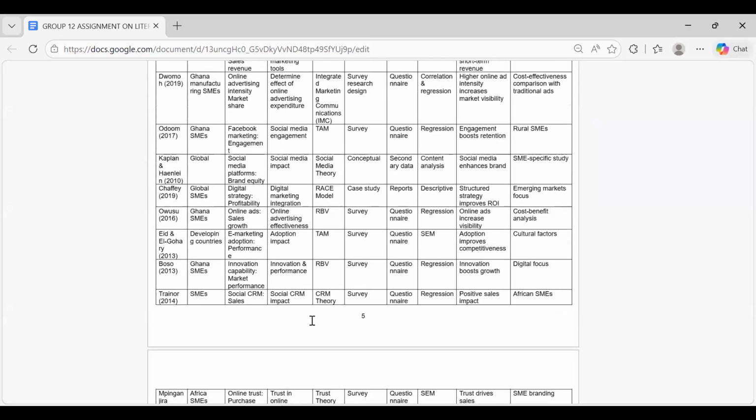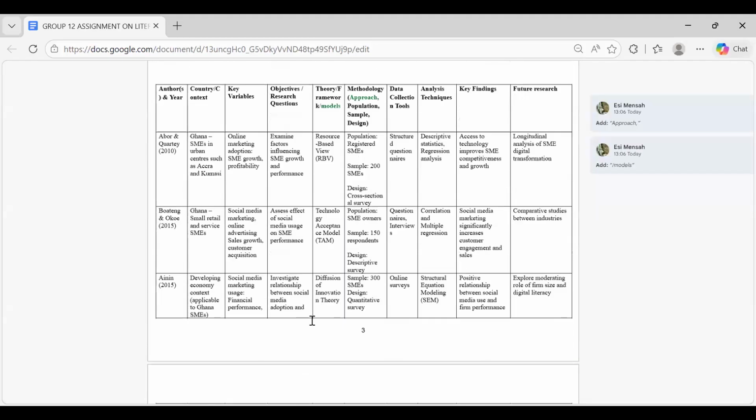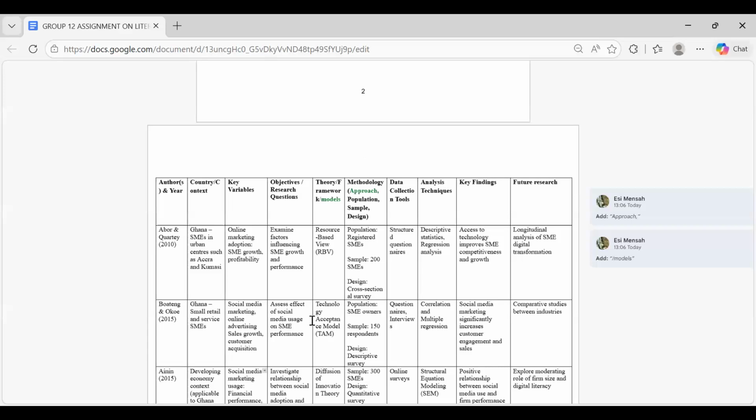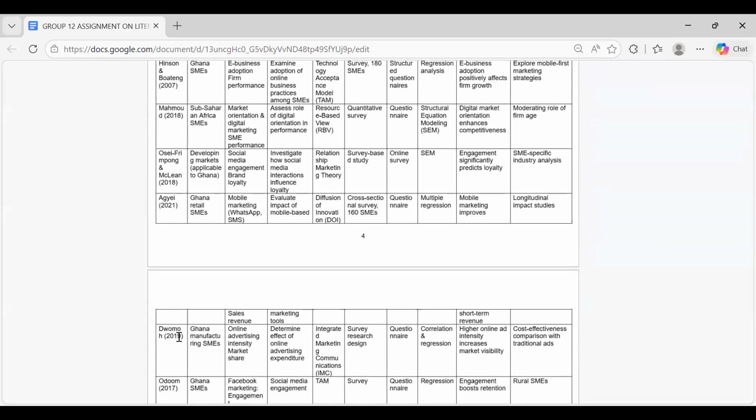I also see self-efficacy, I see resource-based view. So in this section for the theoretical review section, you need to let us know. So for example, you could say, in studies that try to look at social media marketing and its impact on SMEs growth in Ghana over the last 20 years, the most dominant theories appear to be technology acceptance model. Then you put into brackets all the citations. So Boateng and Okoe 2015. Then you look for the next TAM study. Hinson and Boateng 2007. Odum 2017.